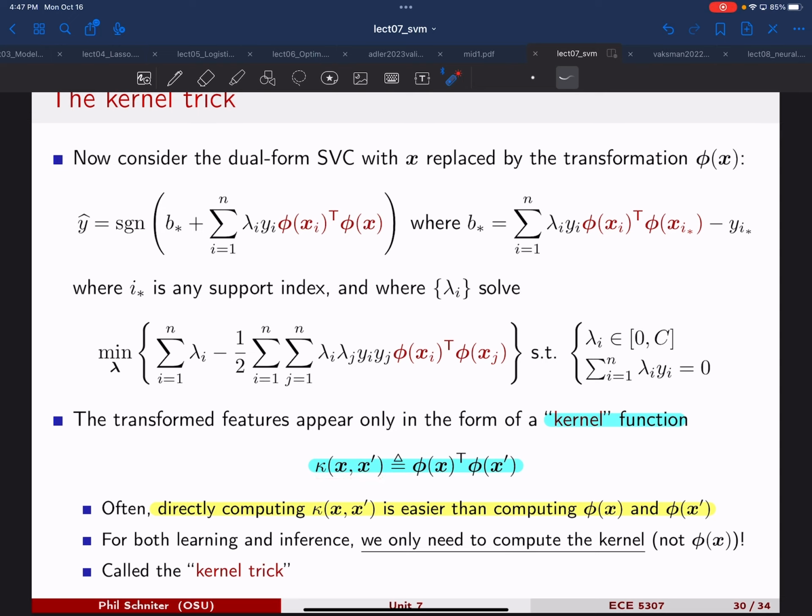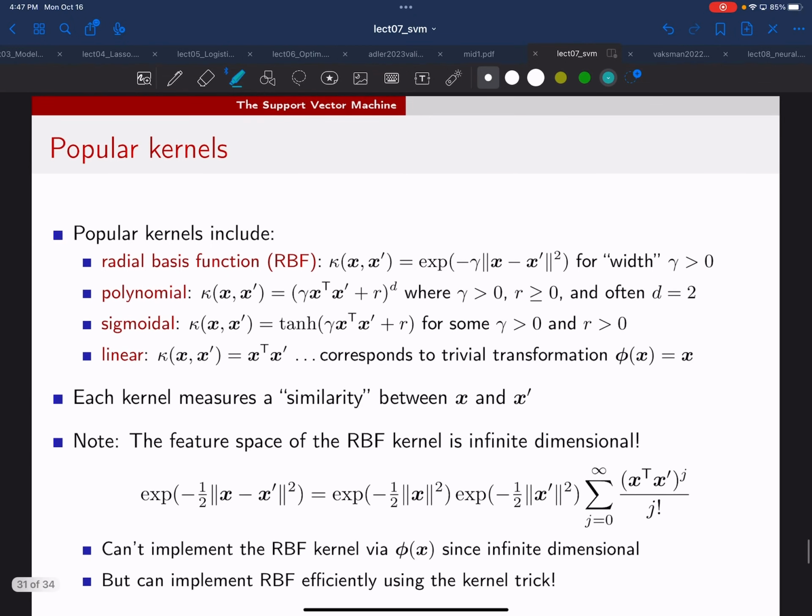A kernel, you could say, is a way of measuring the angle or the inner product between two different feature vectors. So this thing is called the kernel trick. Let me show you what a few of these kernels look like. The most popular one is the radial basis function kernel.